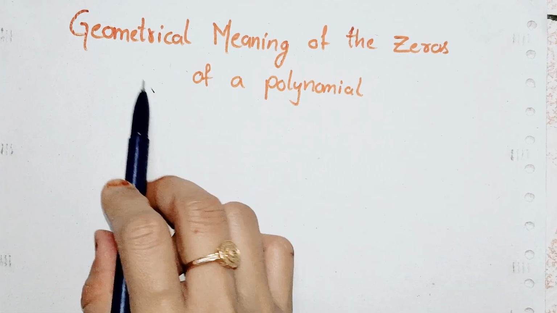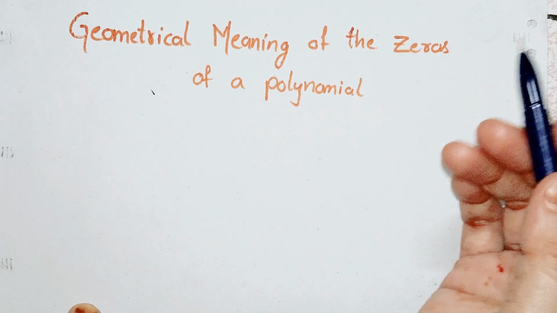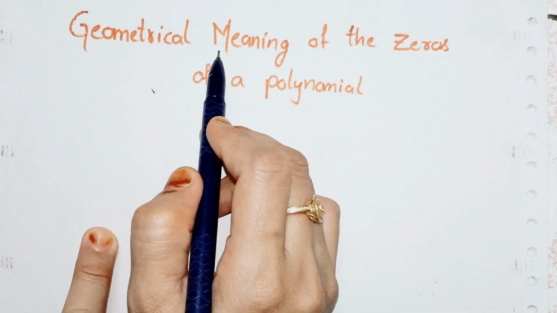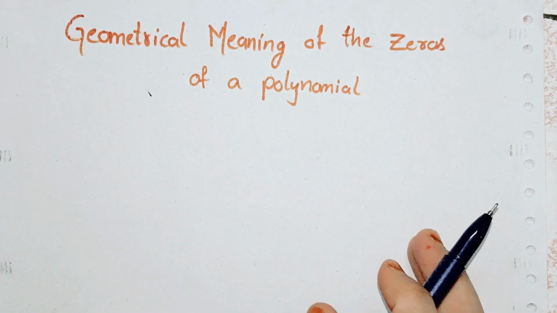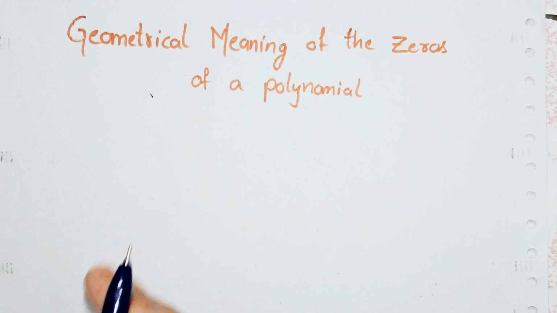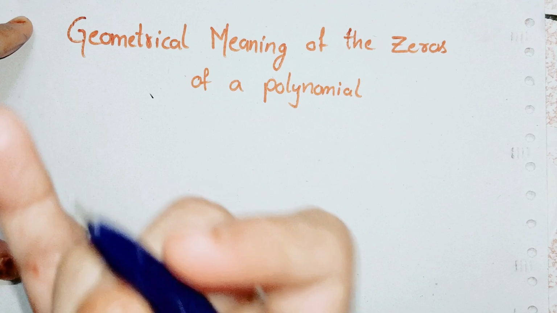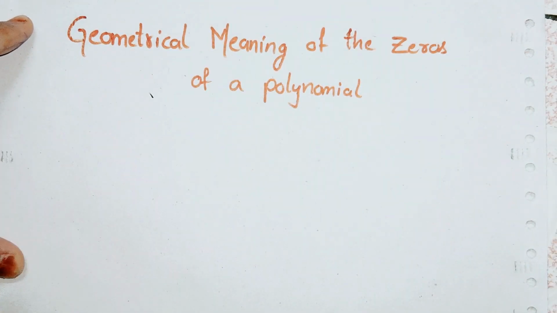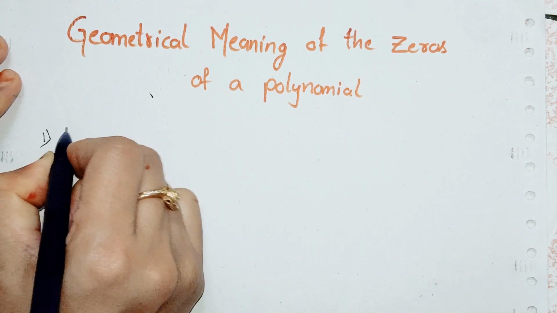But our topic is geometrical meaning of zeros of a polynomial. Geometrical meaning is nothing but we are trying to understand the zeros of a polynomial in the graph. Okay, how we can find out the zeros of a polynomial in the graph, this is our topic. So here we are going to cover three topics: geometrical meaning of linear polynomial, quadratic polynomial, and cubic polynomial. All three polynomials we are going to cover in this video one by one. Let's start with the first one, linear polynomial.